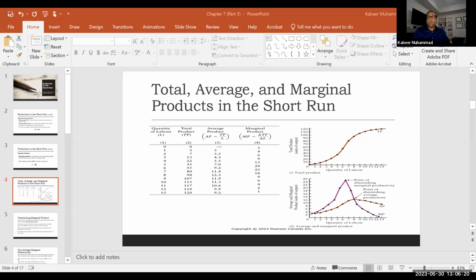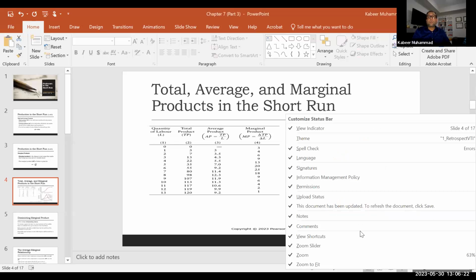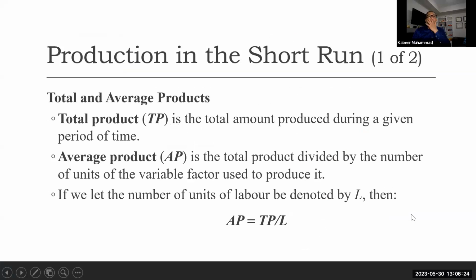In this part on producers in the short run, we focus on production and the costs related to that production. So let's start by sharing the slide. Whenever a producer is producing, they focus very carefully on three aspects of production.